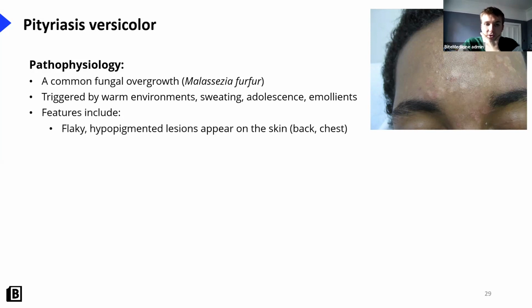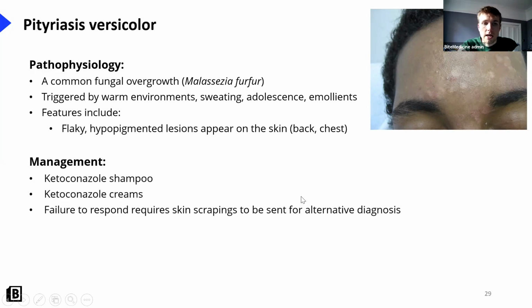And with Pityriasis versicolor, essentially you get flaking and hypopigmentation of the skin, particularly on the back or the chest. So we've got a nice image here. You can see this hypopigmentation. Important things to say is it does respond to ketoconazole shampoo. So, it is treatable. You can also use the cream. If it doesn't respond, you need to consider is this something else.